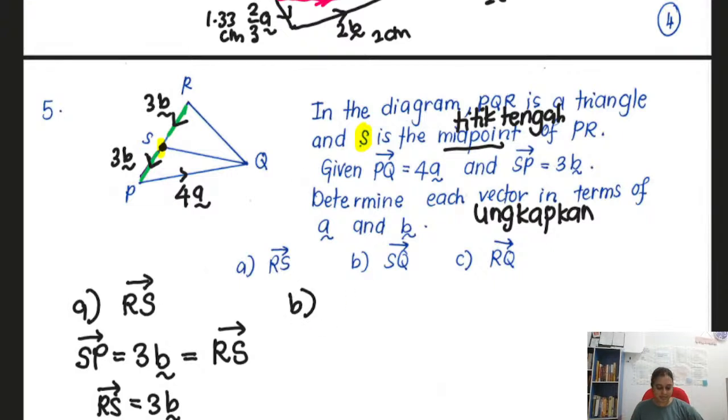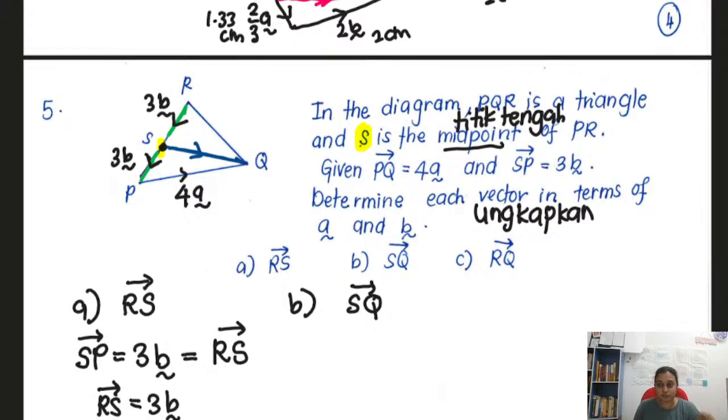Okay, the first one was quite easy, kan? Senang. Okay, B, kita nak cari SQ. Okay, S to Q. Tengok teacher buat, I'm going to do a line here, S to Q. Now you want to find S to Q, kita guna connecting points.